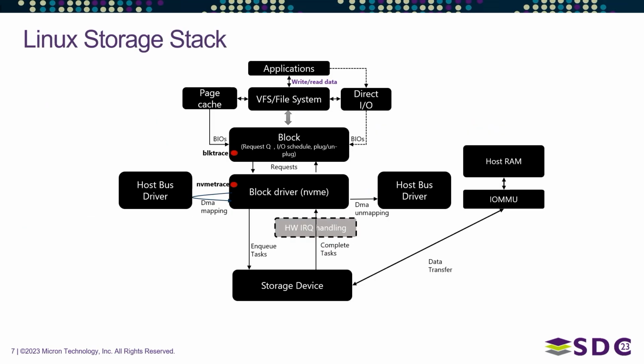And this is just a basic block diagram for the Linux storage stack. It just has a couple of points where it shows where traces are happening. So you can see blktrace there traces the block layer, and NVMe trace is tracing at the driver layer, which is our NVMe driver in this case.